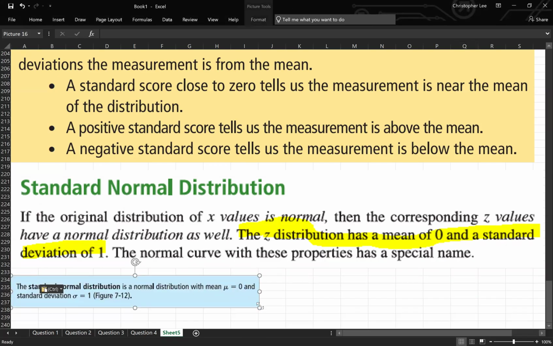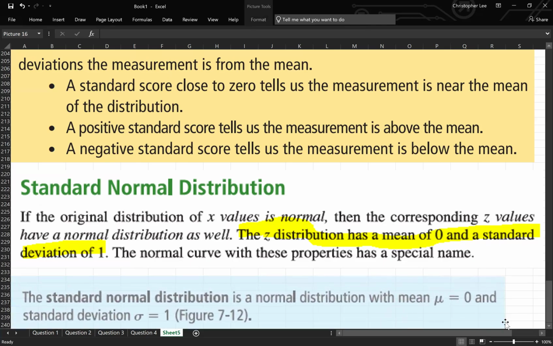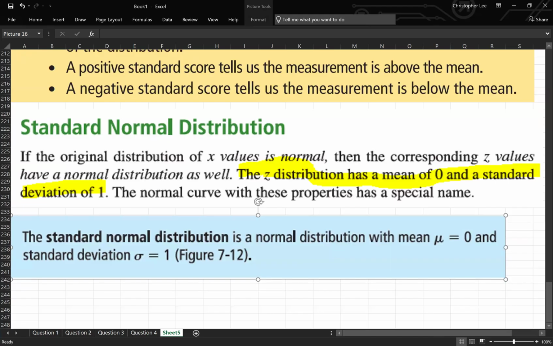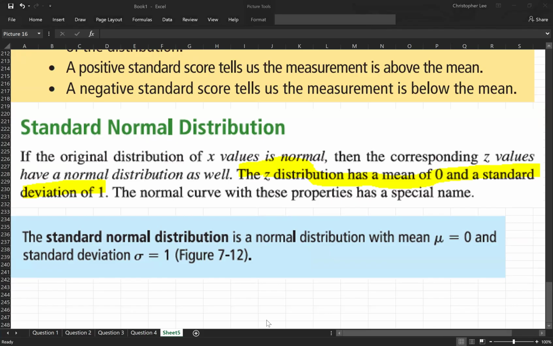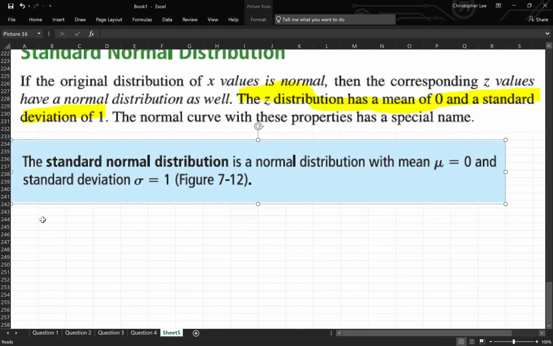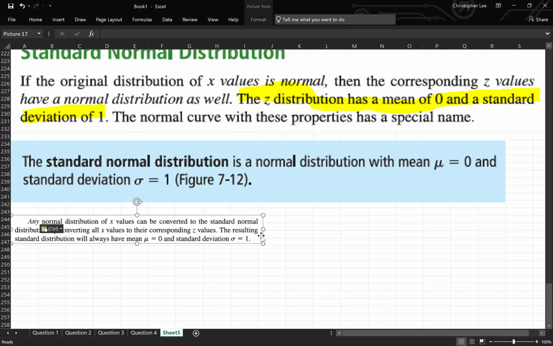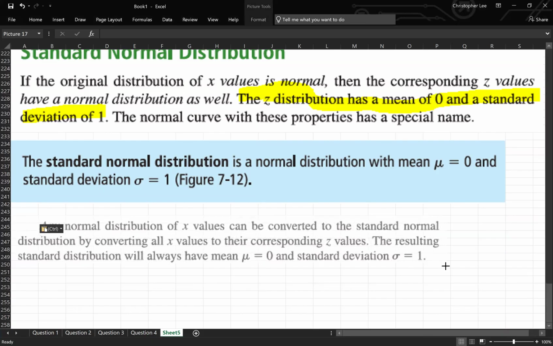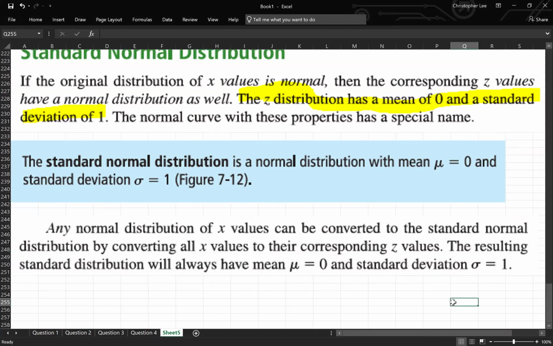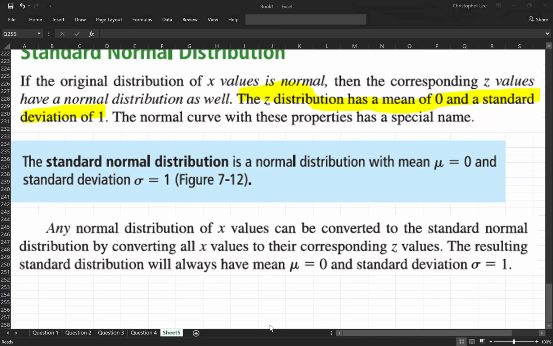So this is the standard normal distribution, and it is a normal distribution with mean mu equals 0 and standard deviation sigma equal to 1. Any normal distribution of X values can be converted into a standard normal distribution by converting all the X values to their corresponding Z values. The resulting standard distribution will always have a mean mu equal to 0 and a standard deviation sigma equal to 1. So that's what we're getting at.